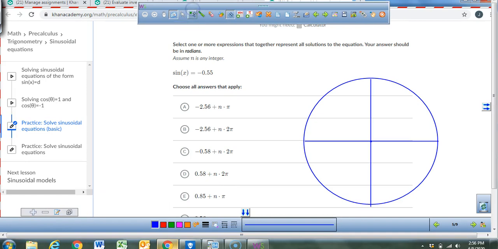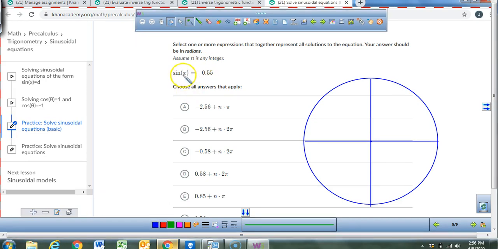All right, so here's our unit circle. Once again, we're at negative 0.55, so that's going to put us where? Sine is negative in the fourth quadrant and also the third quadrant. So we're going to be in quadrant 4 once again, and we're also going to be in quadrant 3 once again. So I'm going to go ahead and solve this out.